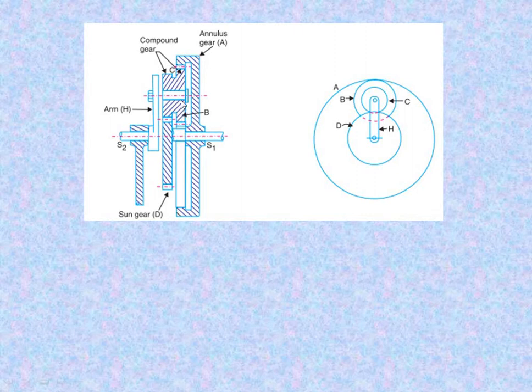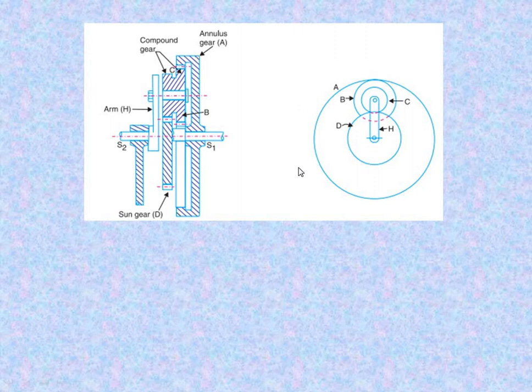Okay, now this annulus gear will be there. This annulus gear meshes with this gear. And this gear meshes with this S1 and S2. S1 is the compound gear, this BC will be the compound gear, and A will be the annulus gear. This is the internal gear.